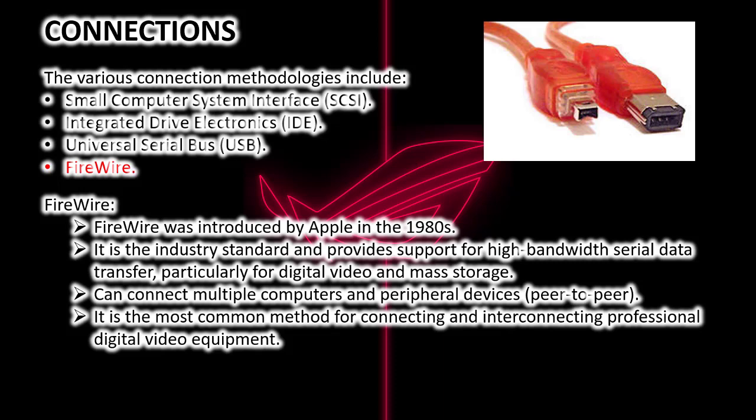First, Firewire 400, the speed is 400 MB per second. Second, Firewire 800, and the speed is 800 MB per second. Third, is Firewire 3200, and the transfer rate speed is 3144 MB per second.